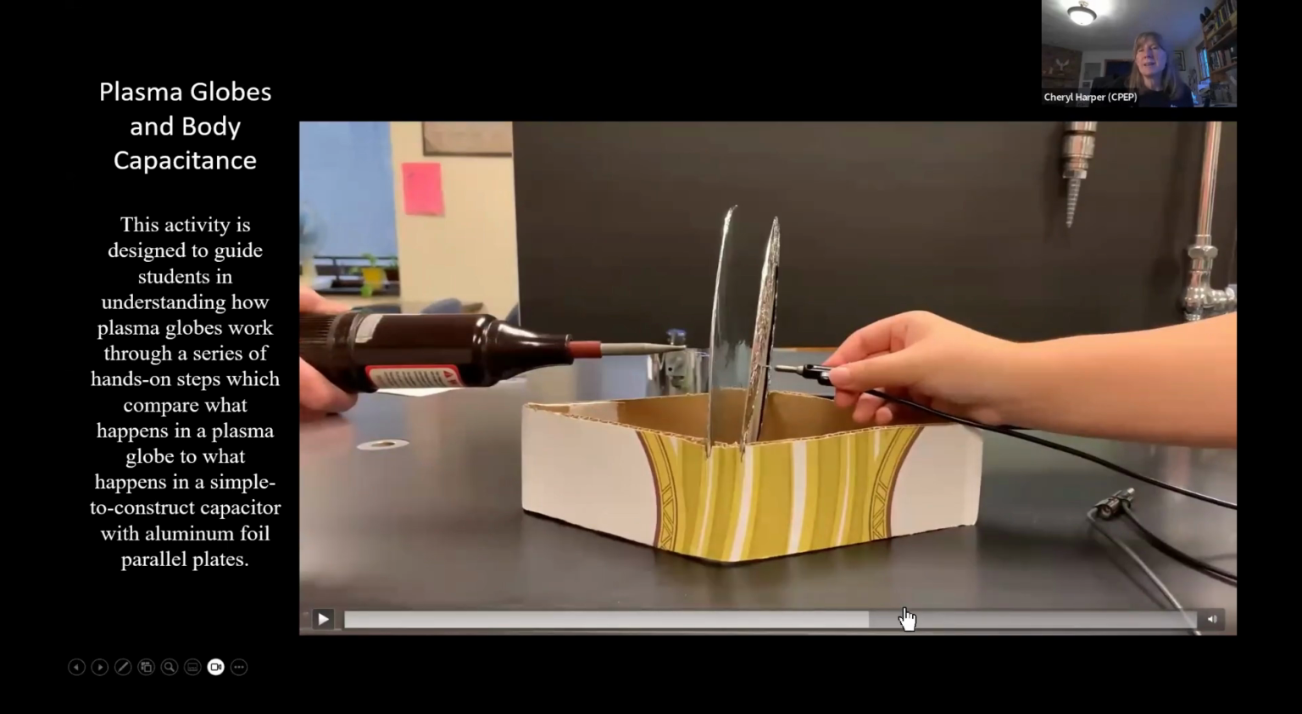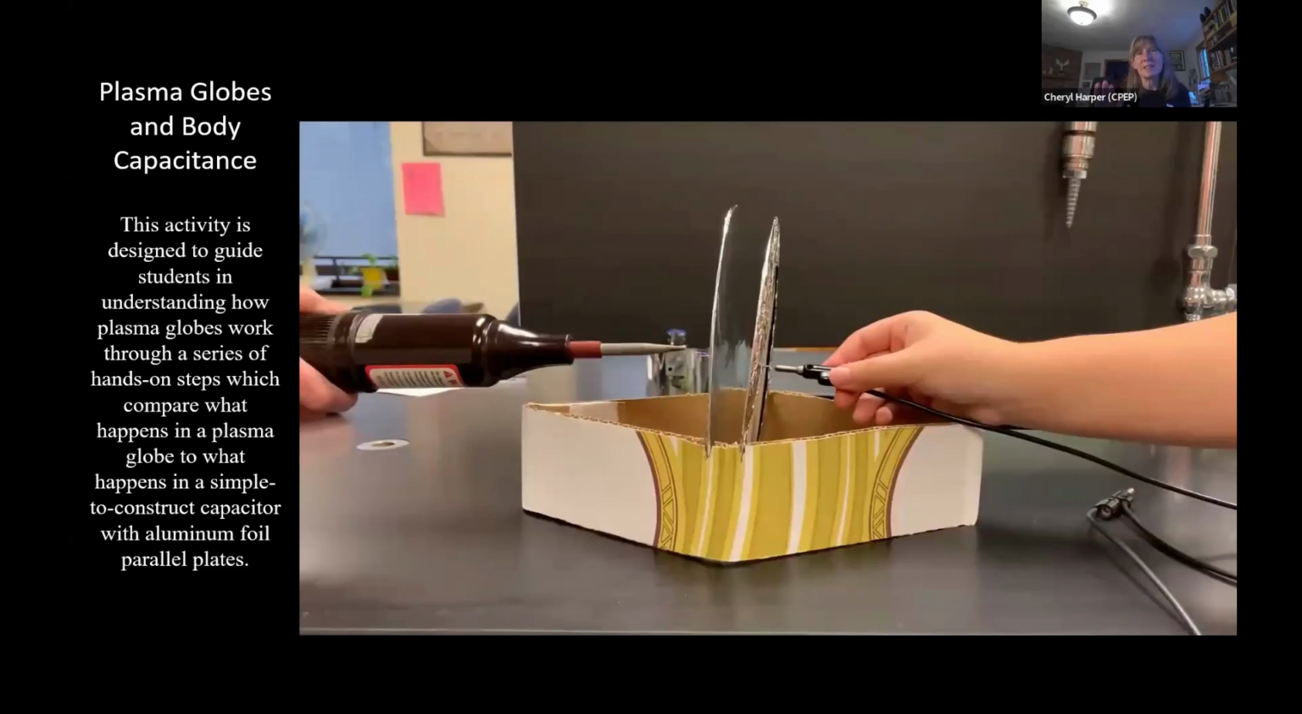And in the plasma globe, the same situation is happening. Students will think, oh, I'm going to get shocked by touching the outside of the plasma globe, and that's not what's going on. The glass is an insulator, and it's keeping those charges from jumping across.